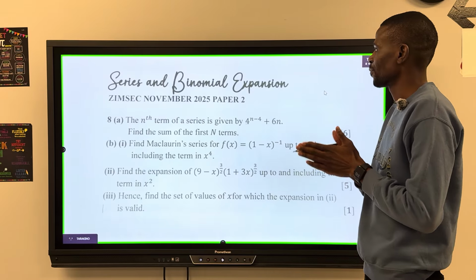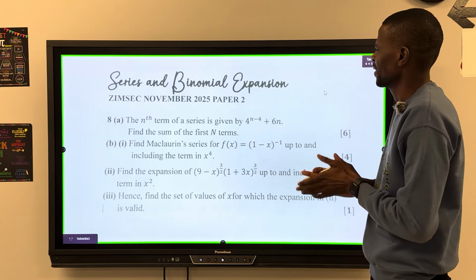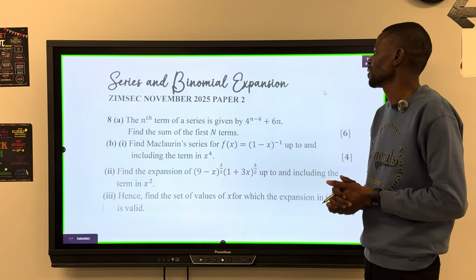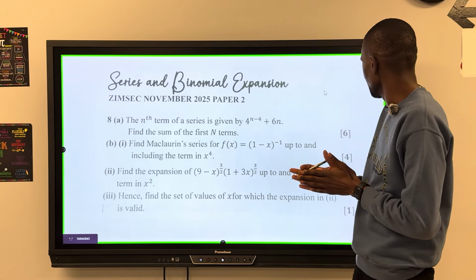Okay, we have a problem on our series in binomial expansion. It's from ZIMSEC November 2025, paper 2. It was number 8. First part, the nth term of a series is given by 4 to the n minus 4 plus 6n. Find the sum of the first n terms.